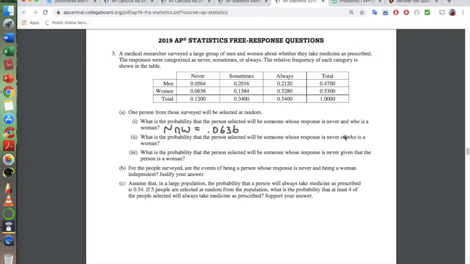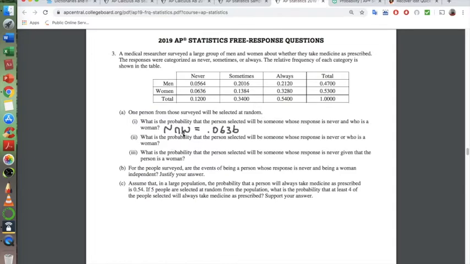What's the probability that a person selected will be someone whose response is never or who is a woman? Well, since we have or here, in this case we had and, which is the intersection. Here we have or, which is going to be both, basically, right? So either or. So we've got either they chose never, which includes men, or they were a woman, which includes sometimes and always.